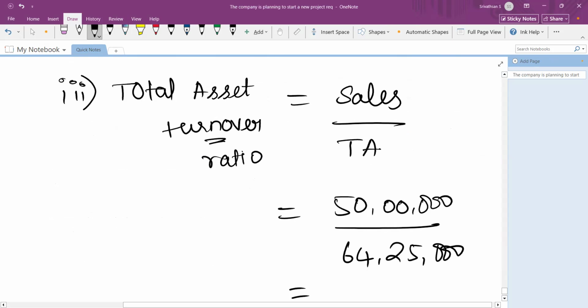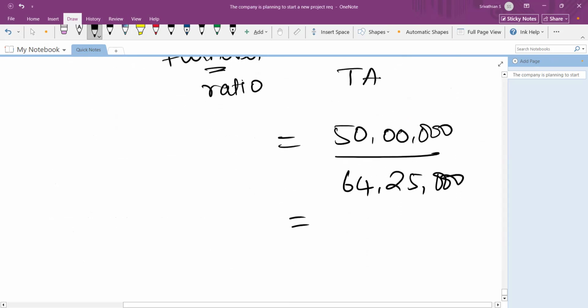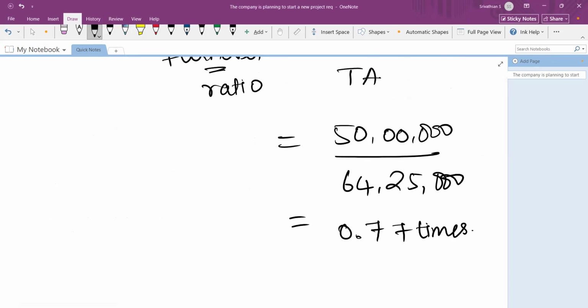We get 50 lakh divided by 64 lakh 25,000. We get 0.77 times. So what does it mean? It means that for every 1 rupee of investment made in the asset, the company is generating a sales of only 0.77 rupees.